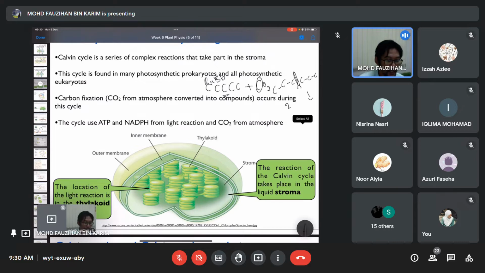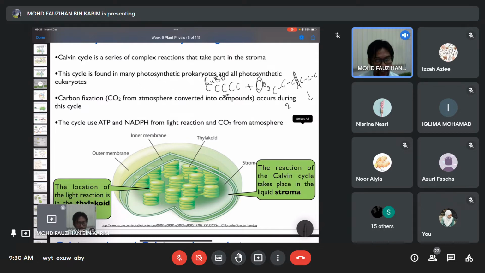So that is the stroma, okay? Calvin cycle happens in the stroma because of the environment. The lumens are different, okay? Carbon fixation from the atmosphere, converted into compounds, occurs during these cycles. The cycle uses ATP and NADPH from the light reaction and carbon dioxide from the atmosphere, right? So again, the cycle uses the ATP and NADPH from the light reaction, and the carbon dioxide they catch.